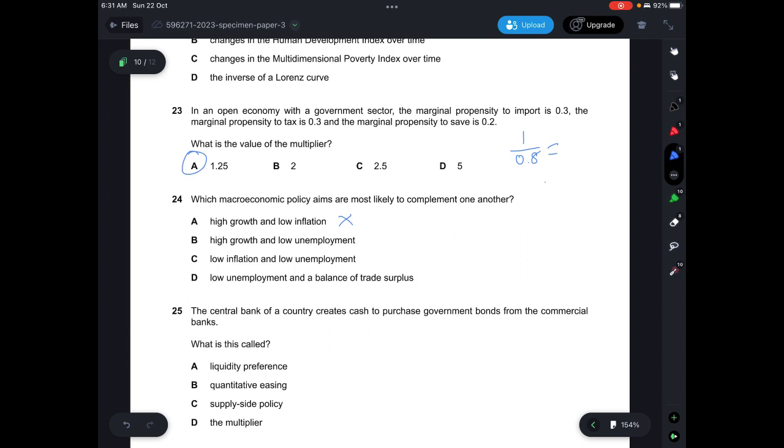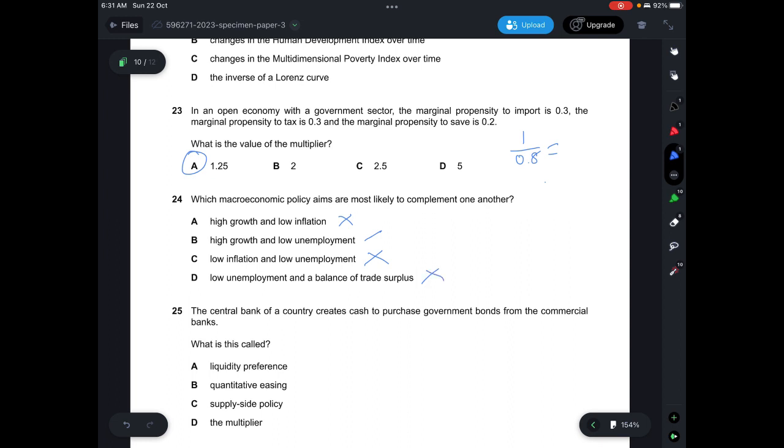Yes, this is correct, because high growth means an increase in aggregate demand, which also means that there will be an increase in output, an increase in consumption, which results in an increase in output, so people would be able to work. So yes, this is correct. And C, low inflation and low unemployment, incorrect. If there's low unemployment, this means that there's an increase in aggregate demand, and that means that there's an increase in the price level. D, it says low unemployment and the balance of trade surplus, incorrect.